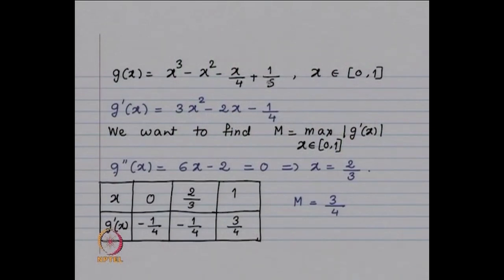So, now we are going to look at the value at the two endpoints, and the value where the derivative of g dash vanishes. That means the second derivative of g should be equal to 0. g of x is given by x cube minus x square minus x by 4 plus 1 by 5. Its derivative will be 3 x square minus 2 x minus 1 by 4. The second derivative will be 6 x minus 2, so this will be 0 when x is equal to 2 by 3. We need to compare the values at the two endpoints 0 and 1 and at the critical point 2 by 3. These values are minus 1 by 4, minus 1 by 4, and minus 13 by 12 in modulus, which give us capital M equal to 3 by 4.